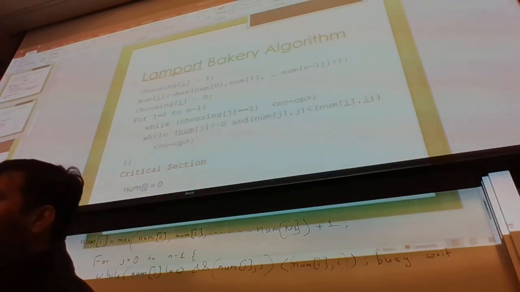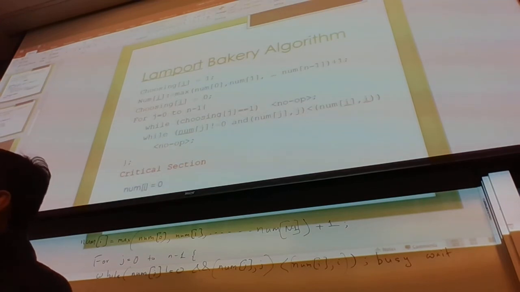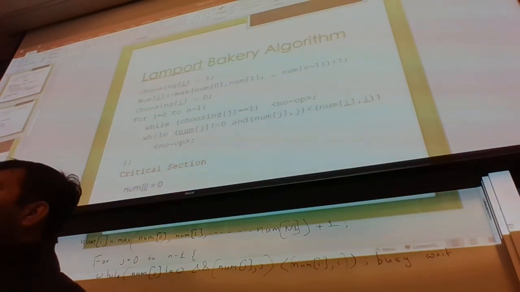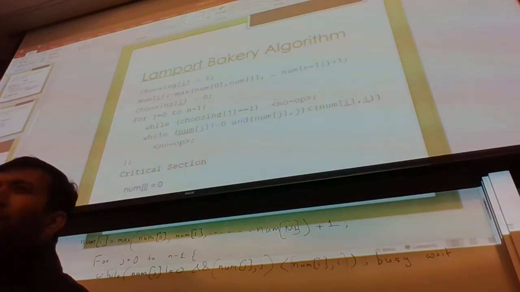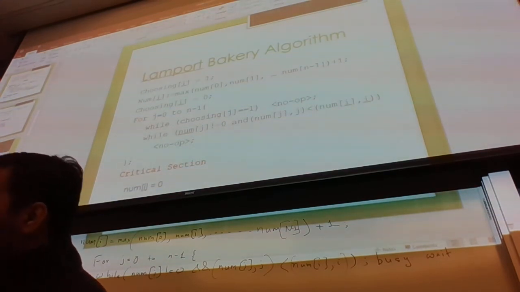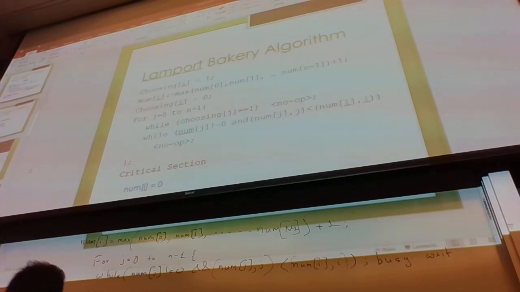So let's understand that example. What he's saying is, okay, let's say process 1 came, and let's say all the nums are 0 for now. So process 1 came, so what will be the num for process 1? It will be 1, right? If everything is 0, the max value is 0, you add 1 to it, so num for process 1 is 1. Now this process 1 goes through all the while loops, it sees that there are no other processes, so it goes into the critical section.